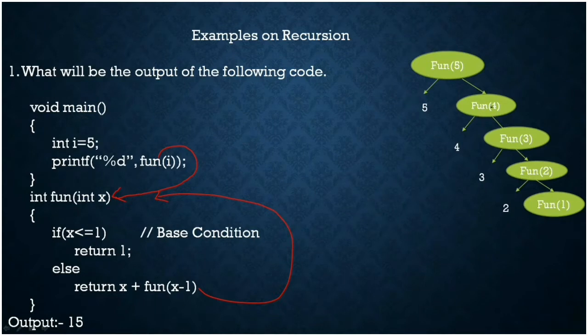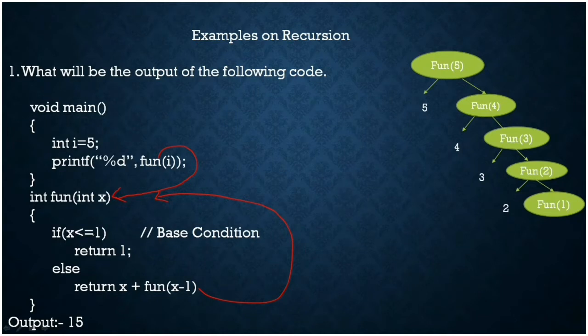This will be returned. After this, again the function call will be there. Now x equals 4. Again it will check whether 4 is less than or equal to 1. The condition is false. It will jump to the else statement. Again, return x plus fun of x minus 1, that is 4 plus fun of 4 minus 1, that is fun of 3. Again fun of 3 will be called. It will check whether 3 is less than or equal to 1. The condition is false, again the else part: 3 plus fun of 3 minus 1, that is fun of 2, will be called.